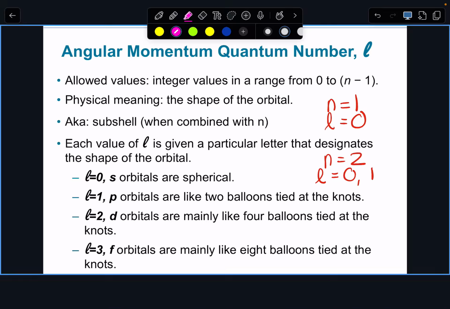So 0 we say is S. I'll write a chart for you guys. It's up there, but 0 is S, 1 is P, 2 is D, and 3 is F. Everyone's always like, what the crap? Why are we not just doing A, B, C, D? Like that would be a lot easier.